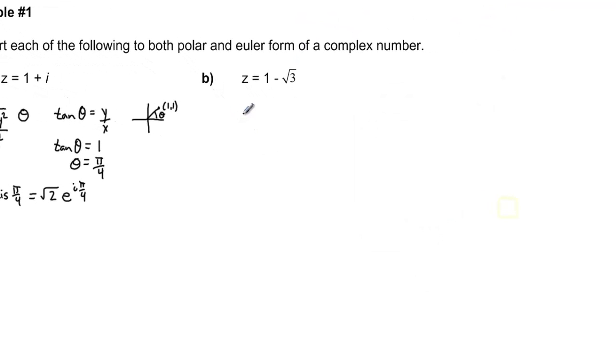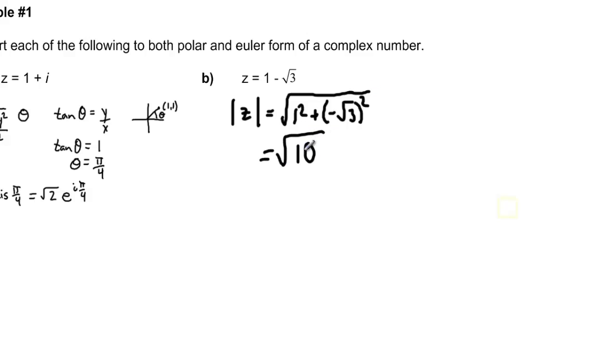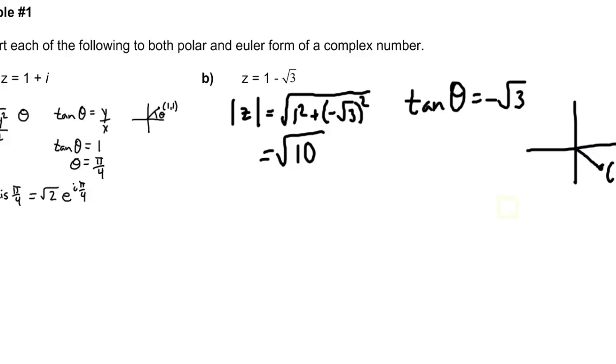So let's check your answer. First, let's find the modulus of z. It would be the square root of 1 squared plus negative root 3 squared. That works out to be root 10. How about the angle? Tangent of theta would be negative root 3 over 1, so negative root 3. So let's do some figuring here. First of all, what quadrant is this in? This is in 1, down root 3, so it's down here somewhere. 1, negative root 3, so it's in the fourth quadrant.